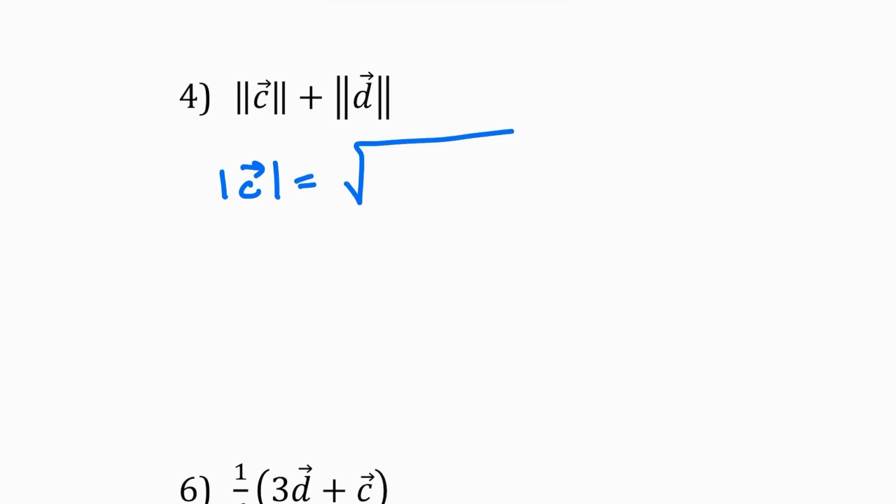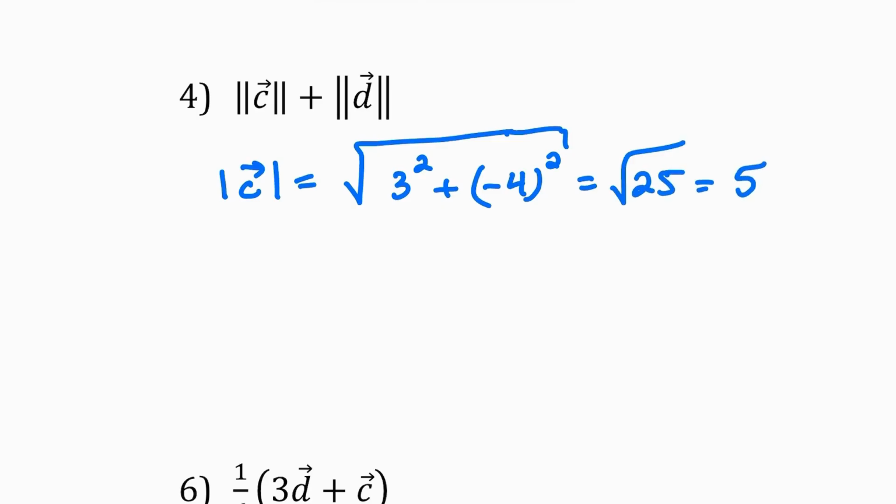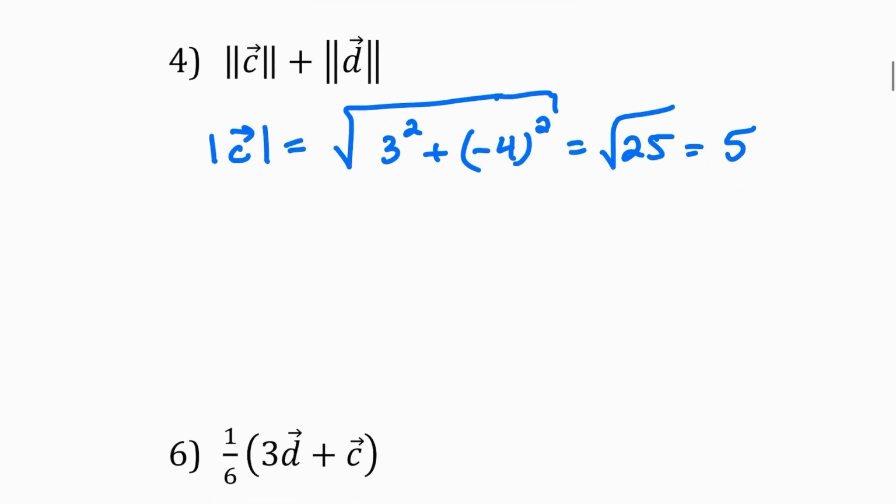So for vector c, our x component is 3, our y component is negative 4, and so I square those and add them. And remember to either ignore the negative or put your negative numbers in parentheses. So 3 squared is 9, negative 4 squared is 16, so if you add those up, you get 25. So the square root of 25 is 5. So the length of vector c is simply 5.